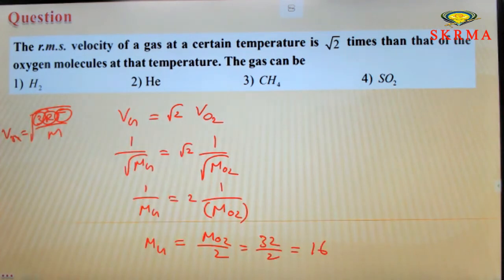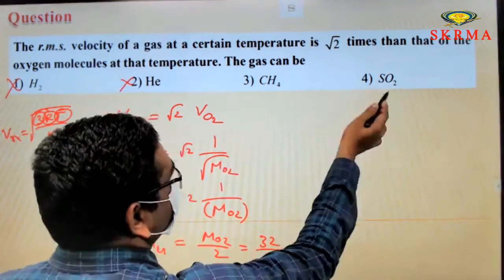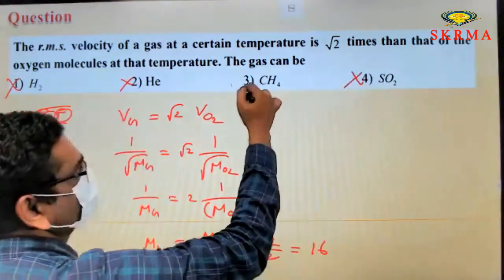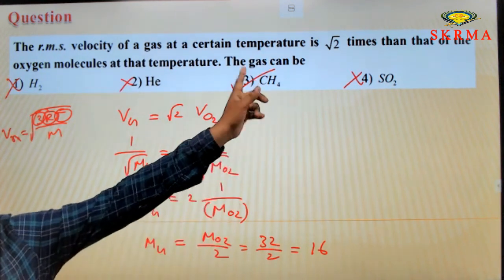So 16 corresponds to not this one, not this one. So either these two. So this is also not correct. So this one, 16. So 12 for carbon and 4 for hydrogen.